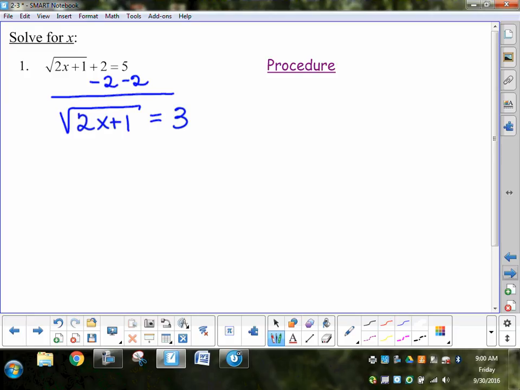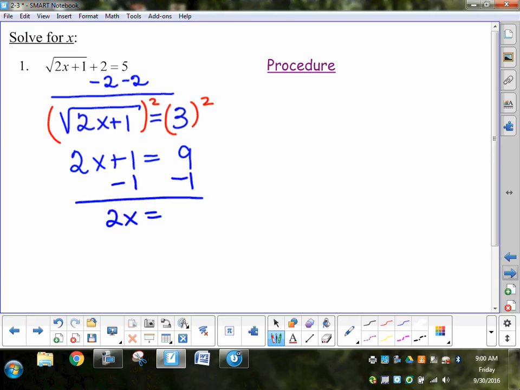There you go. The opposite operation of taking a square root is to square both sides. That's going to leave me with just the radicand, 2x plus 1, is equal to 9 now. From here, this goes on autopilot. These are what you solved last year. You've got 2x is now equal to 8, which means x is equal to 4.